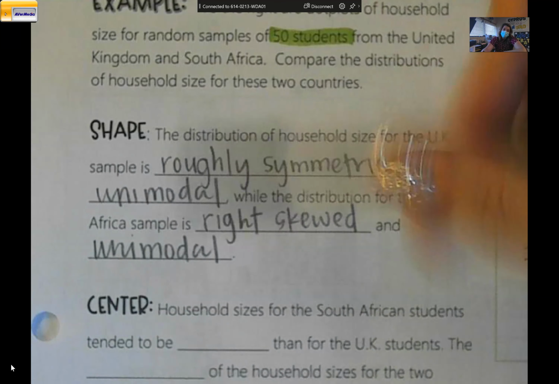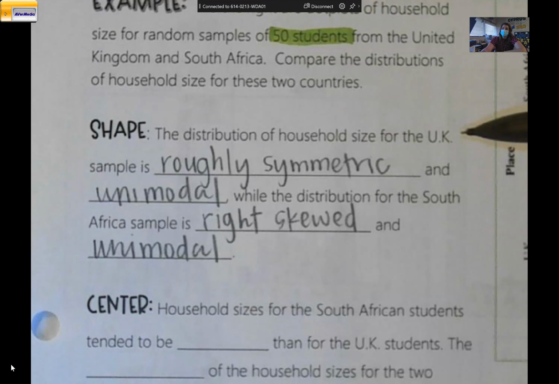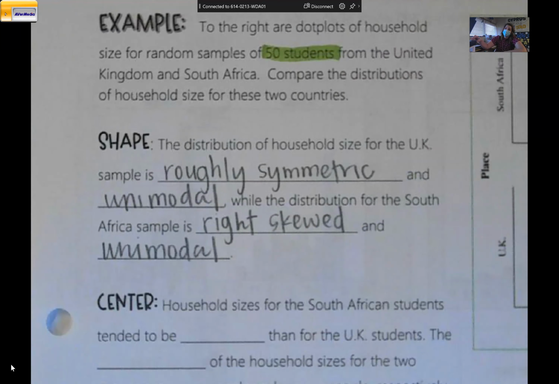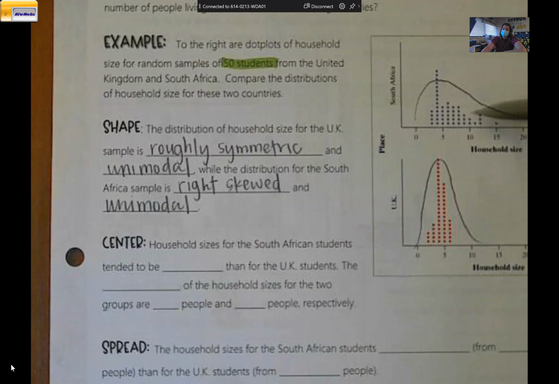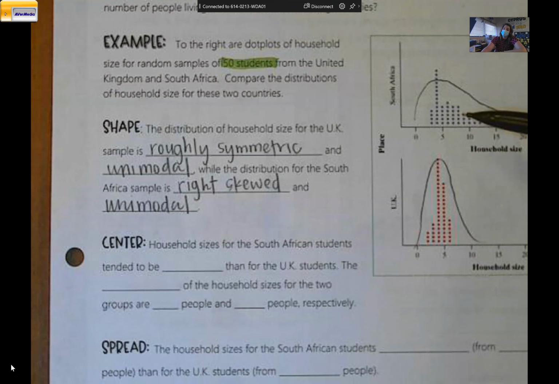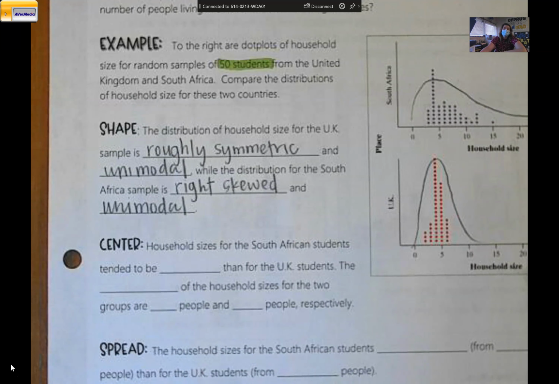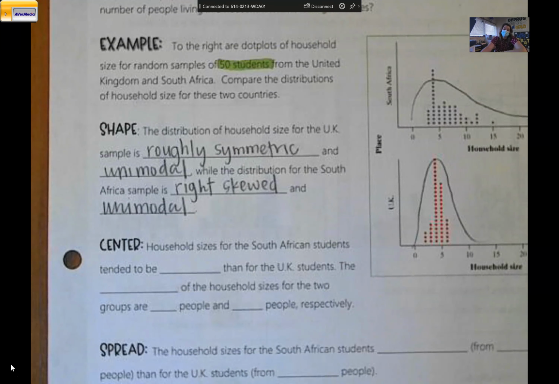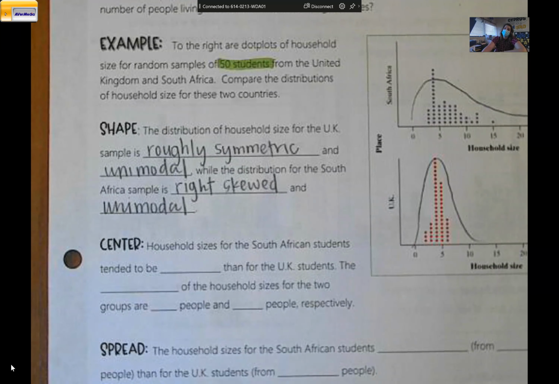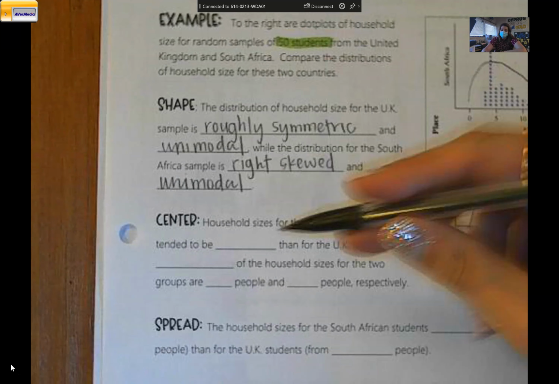You always have to add specific context in these problems because you're comparing 2 different distributions. You want to make it clear which one you think is skewed and which one you think is symmetric. You can't just say, well, one of them is right skewed and the other one is symmetric. You have to be specific. Okay, next up is center.